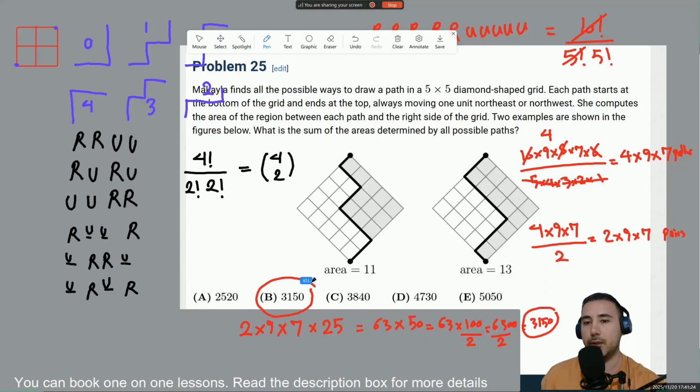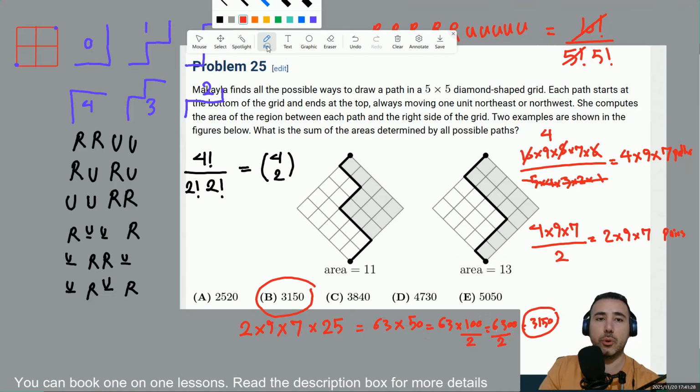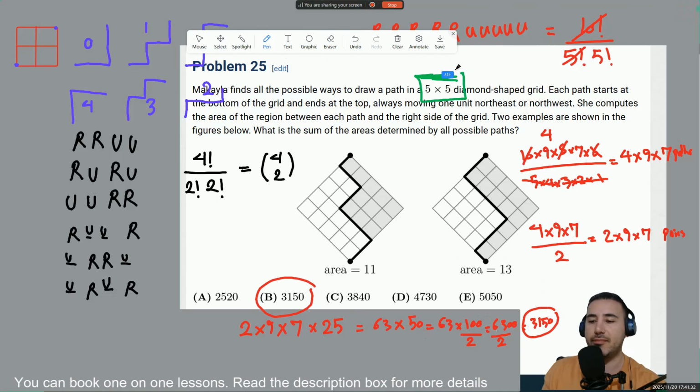So what do we learn about this type of question? There is a general pattern. We shouldn't start with a 5 by 5. You should start with a 2 by 2, even 1 by 1, 2 by 2, 3 by 3. Learn how the question is solved, learn the rule, and apply it to the bigger question. Okay, that's the end of this video.